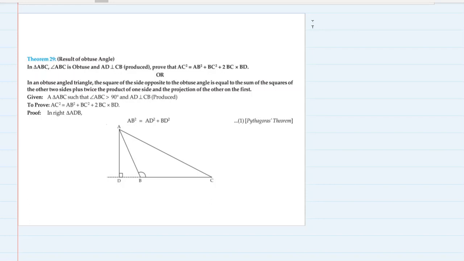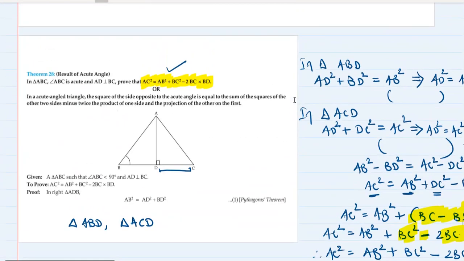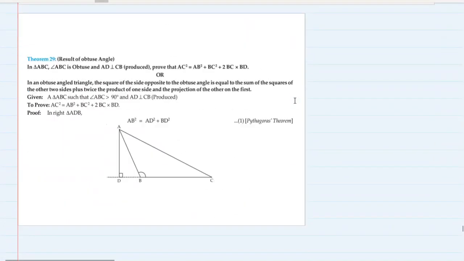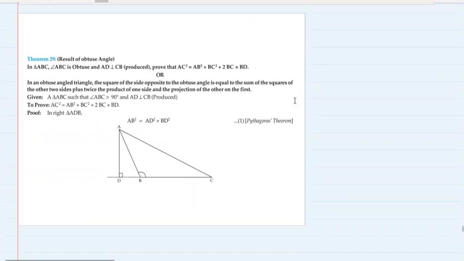Result of obtuse angle. In triangle ABC, angle ABC is obtuse and AD is perpendicular to BC produced. Prove that AC square is equal to AB square plus BC square plus 2BC into BD. In the previous question, we had to prove AB square plus BC square minus 2BC into BD. Here it becomes plus because this is the result of the obtuse angle. Okay, so you now know what is to be proved.